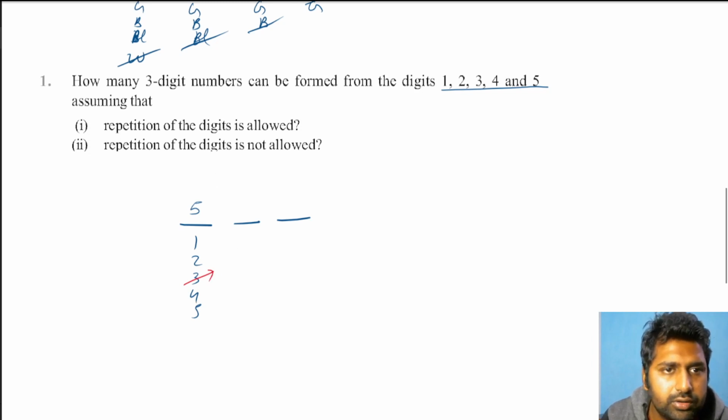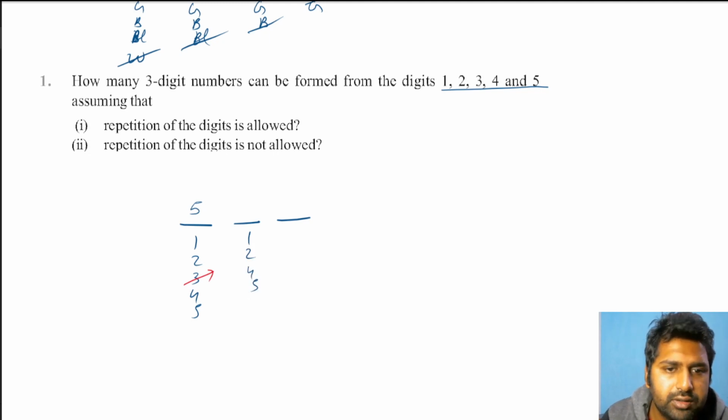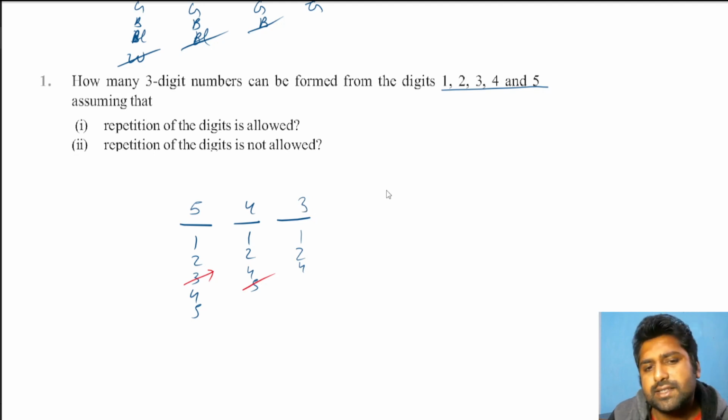Sorry, let's say 3 was used. So now you have 1, 2, 4, 5. How many options will be left? 4. Okay. So again, 1 will be used. Let's say 5 was used. Now for the next position, how many options are there? 1, 2, and 4. So only 3 options. So it's not necessary that every time it will go till multiplication of 1. It depends on the question. It depends on the number of dashes.